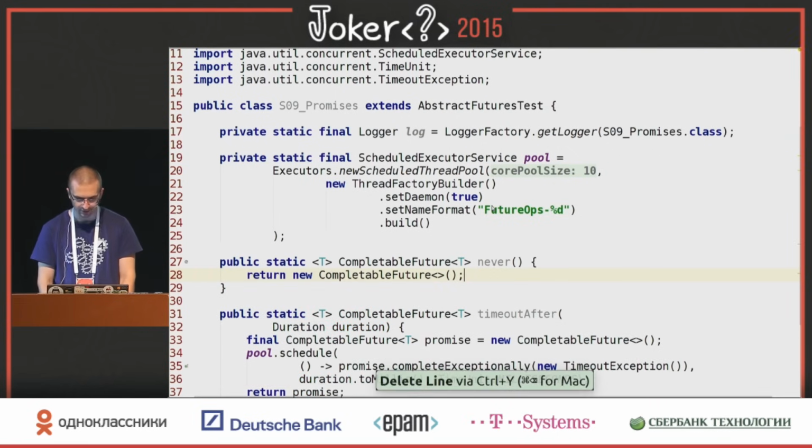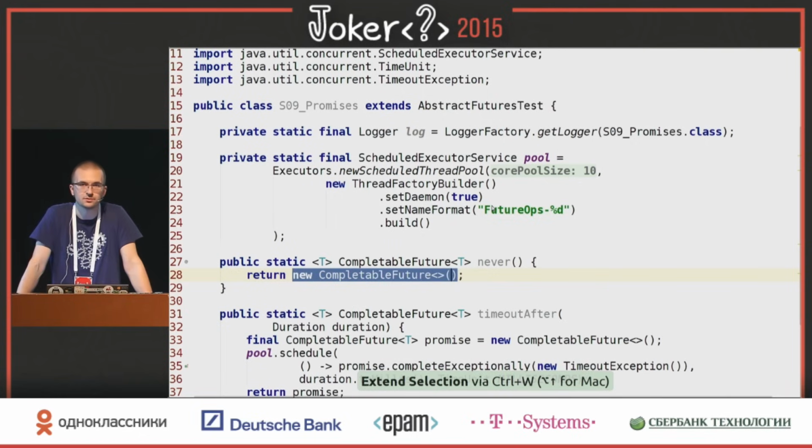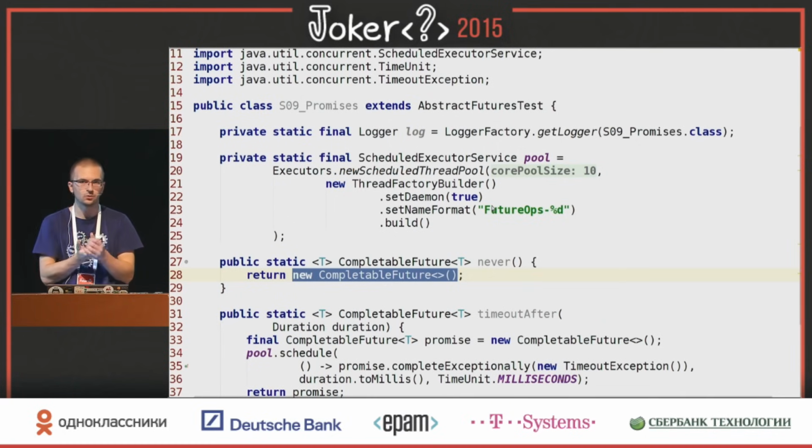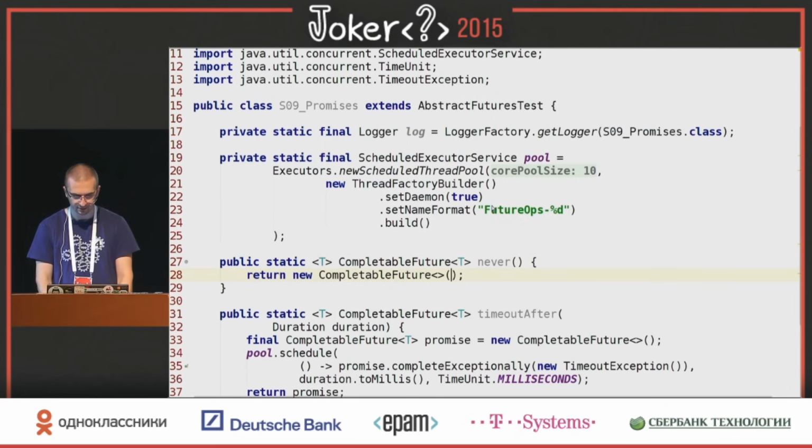However, there's a third and really interesting way of creating a future, which is pretty much just calling its constructor. And this one is interesting because it returns a future with no underlying computation. It's just a holder for some value, which we promise to deliver in the future, but there is no background thread, there is no thread pool, there is nothing. It's just a container for a value. And we can actually set that value later from any other thread, but we'll get back to it later.